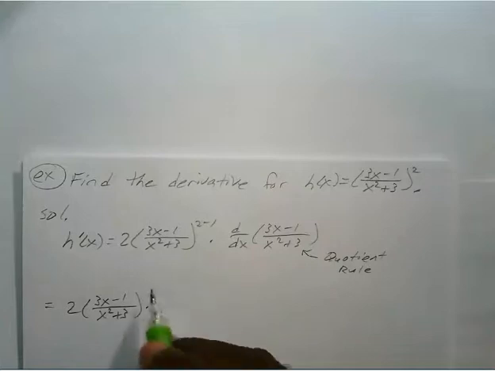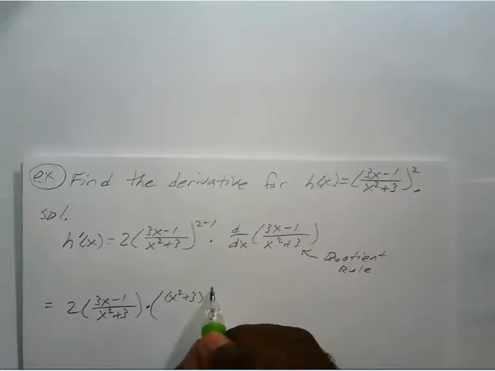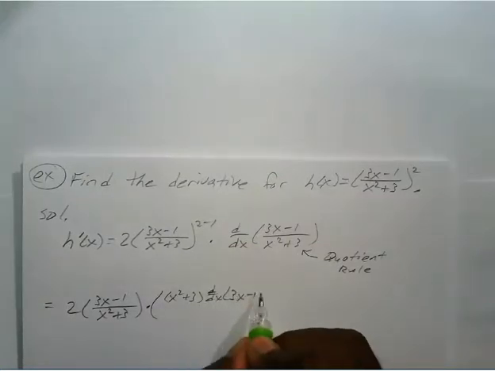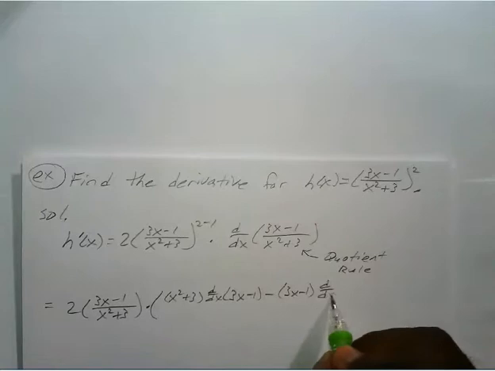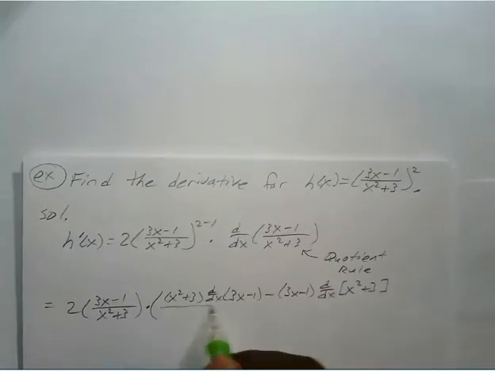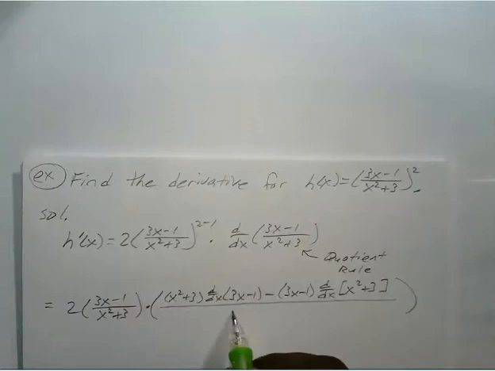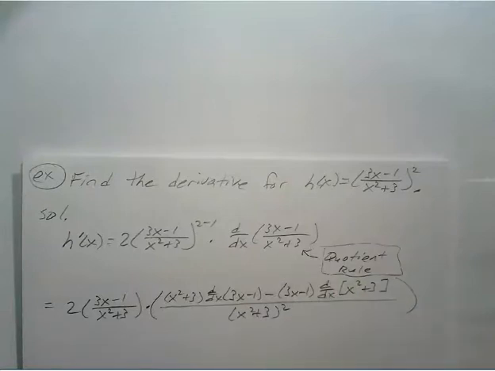So if you remember your quotient rule, it's your denominator times the derivative of your numerator, minus your numerator times the derivative of your denominator, all over your denominator squared.